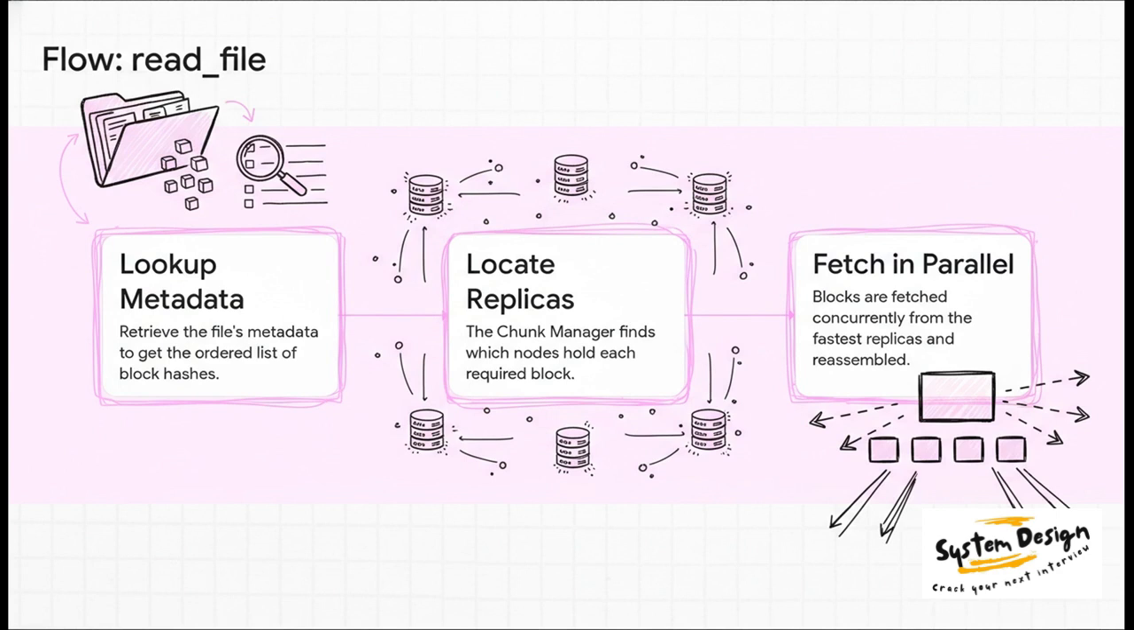Reading a file is pretty much that whole process, but in reverse. First, we look up the file in our metadata store to get the list of all its block hashes. Then we ask the chunk manager, hey, where can I find these blocks? And then we go fetch all of them at the same time in parallel. That parallelism is the secret sauce. It's how we get really, really fast reads, especially for huge files that are spread out all over the place.